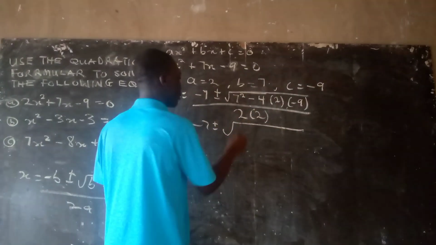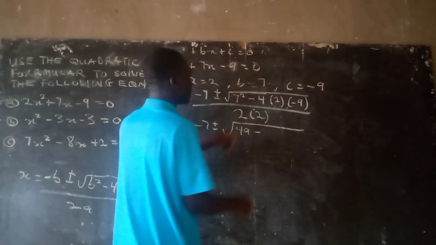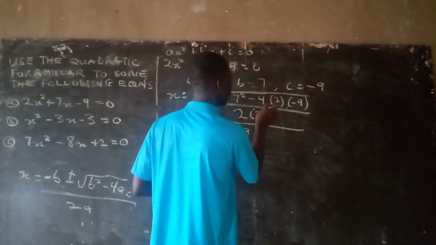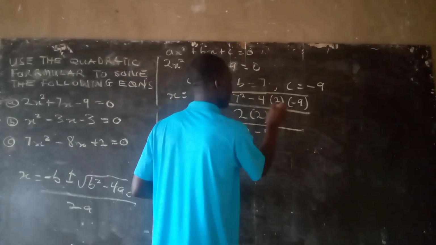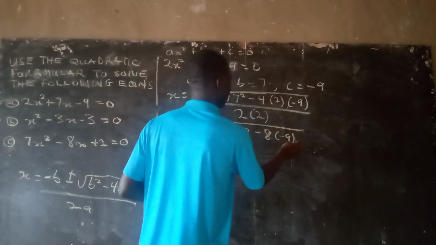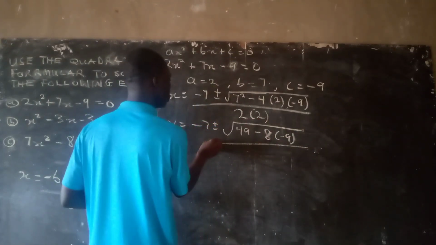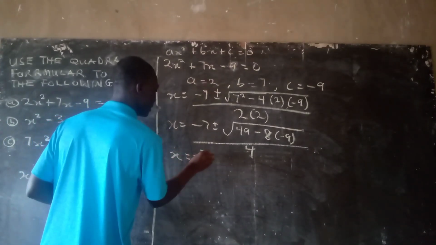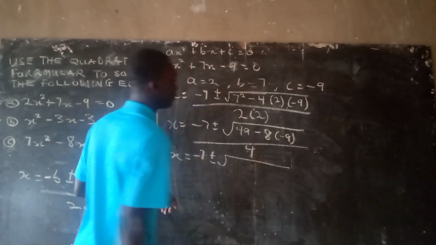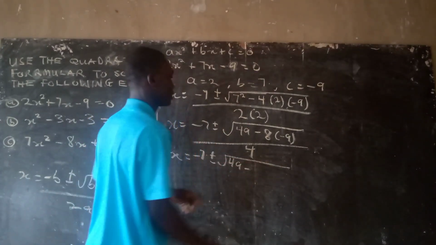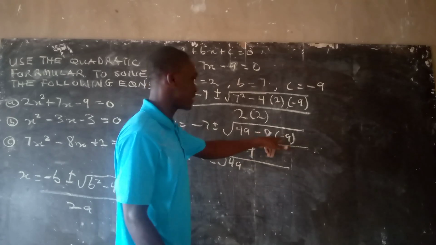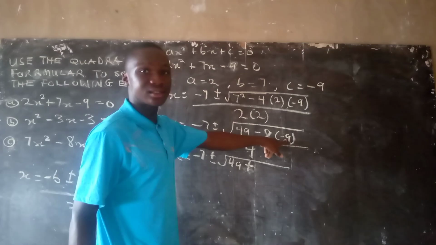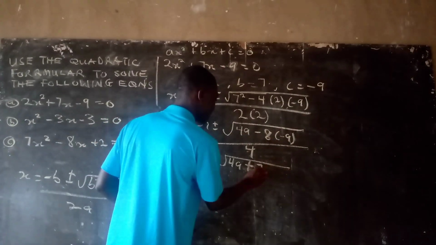So 7 squared gives us 49, minus 4 times 2, which gives us 8, times negative 9, all over 2 times 2, which gives us 4. So you have x is equal to negative 7 plus or minus the square root of 49 minus 8 times negative 9. Negative times negative gives us positive, so 8 times 9 is 72.